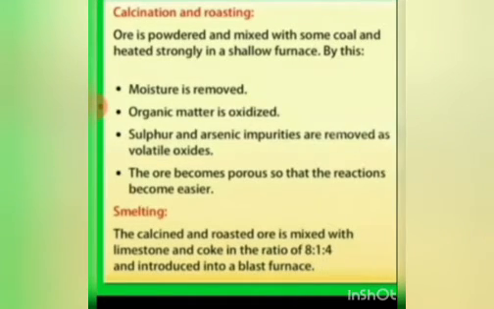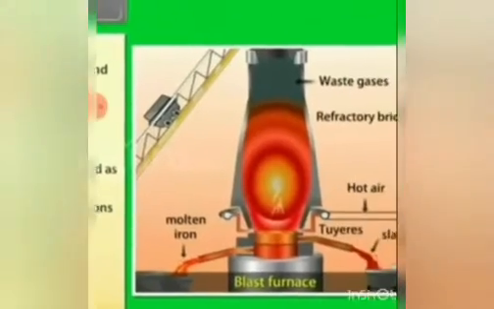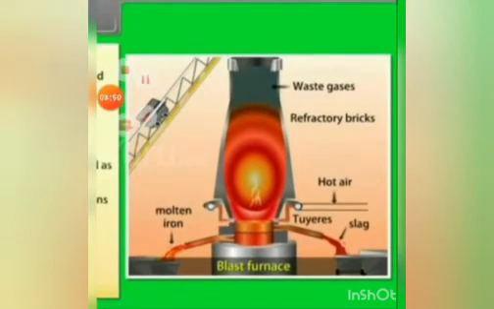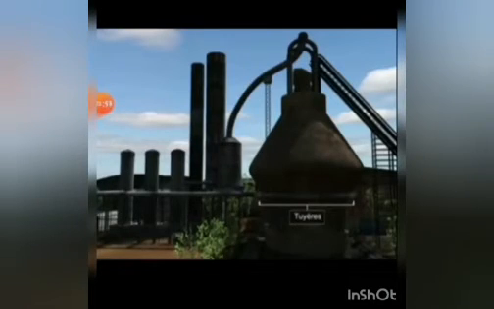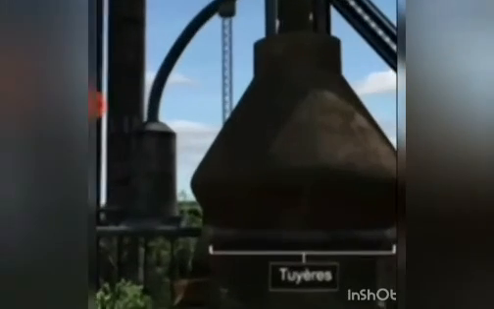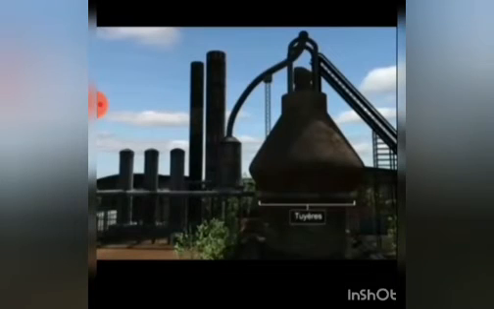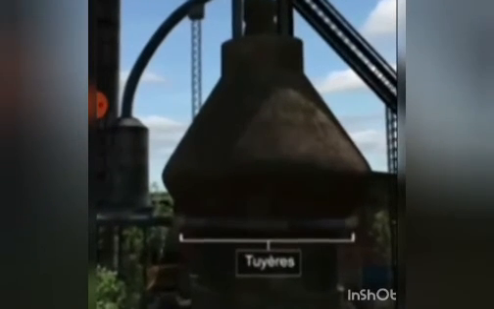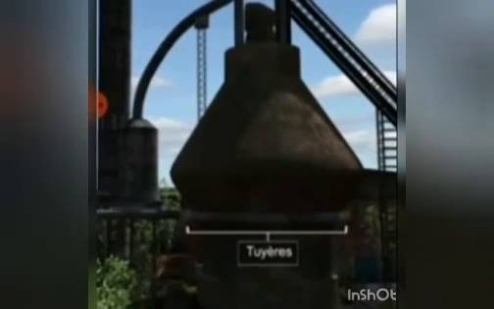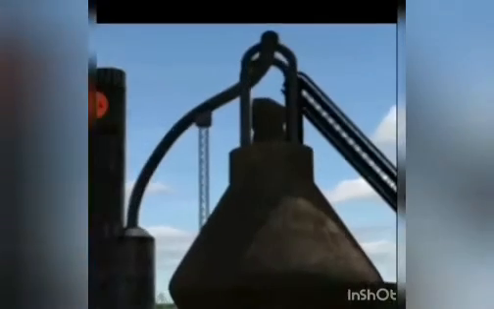In the smelting process, the calcined and roasted ore is mixed with limestone and coke in the ratio of 8:1:4 and introduced into a blast furnace. So this is the picture of a blast furnace. In this video, we will look at the different parts of the furnace. A blast furnace is a furnace that is used to extract metal from its compound using a suitable reducing agent. It is a tall chimney-like structure about 30 to 40 meters long and 10 meters wide at the base and narrow at the top.